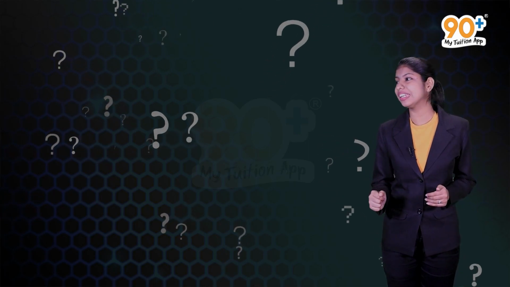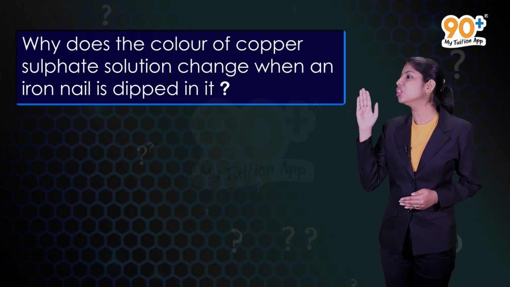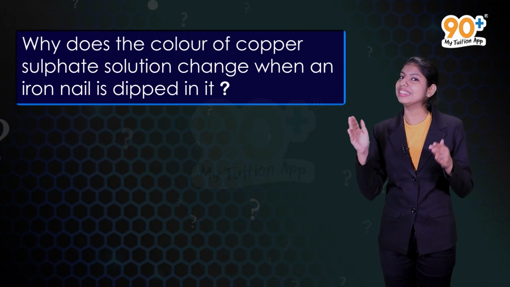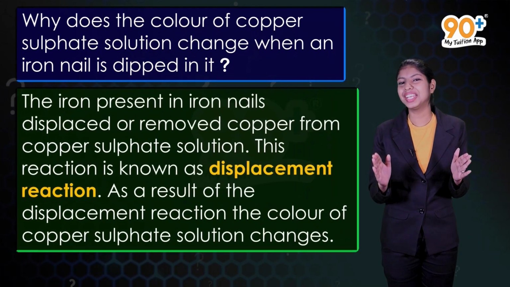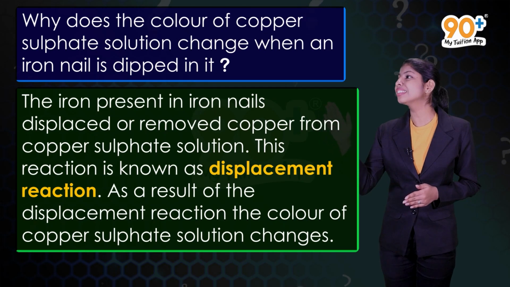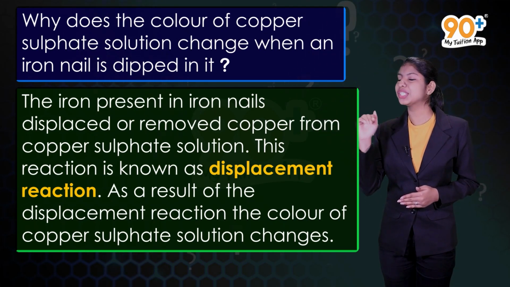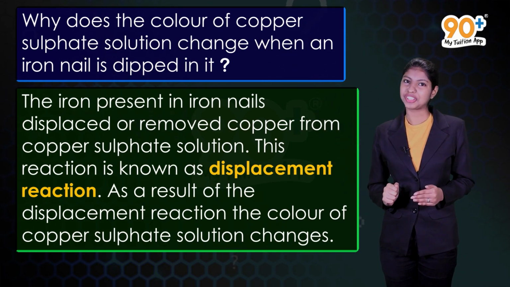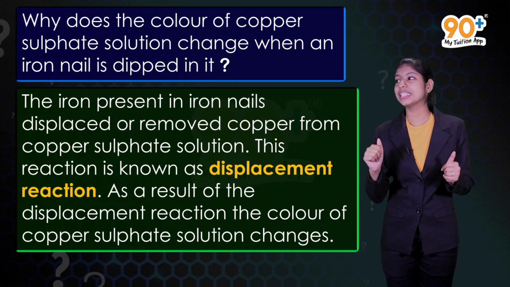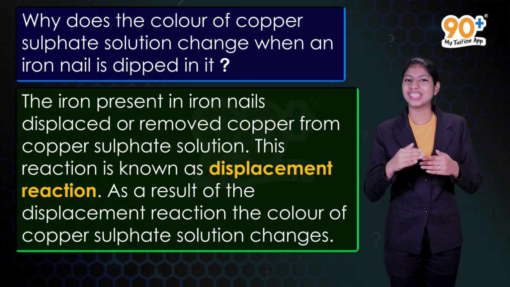Now let's discuss some questions. First question is, why does the color of copper sulfate solution change when an iron nail is dipped in it? The answer is that iron present in the iron nail displaced or removed copper from the copper sulfate solution. This reaction is known as a displacement reaction. As a result of the displacement reaction, the color of the copper sulfate solution changes.